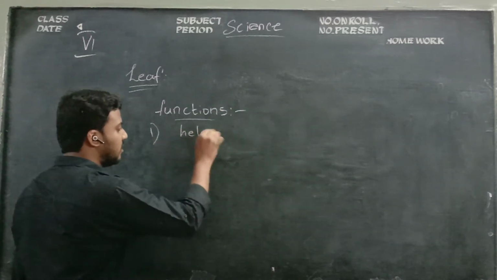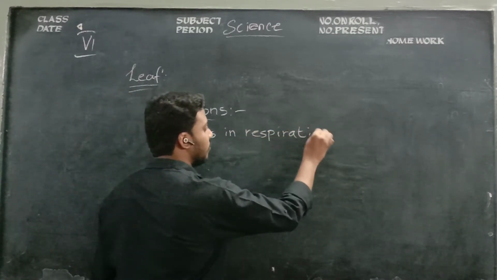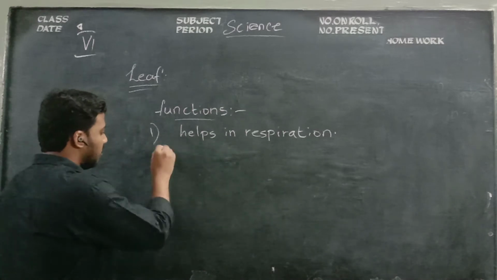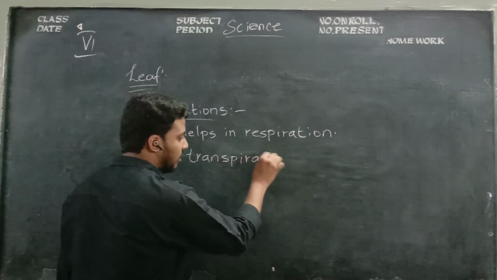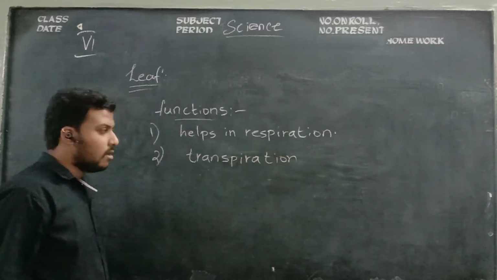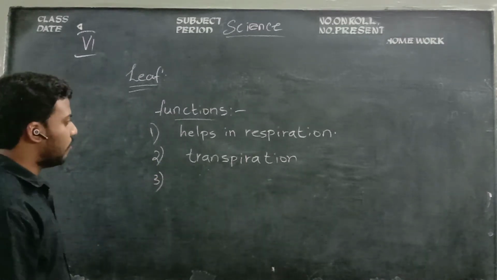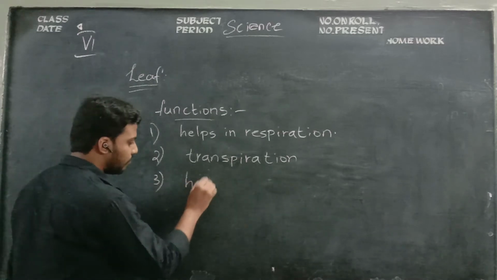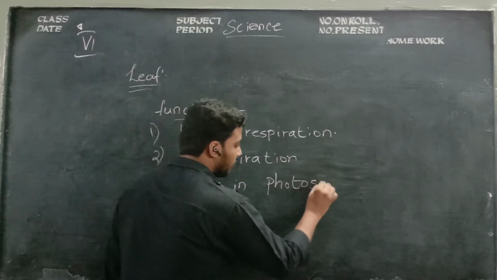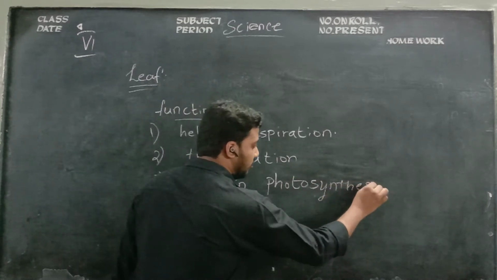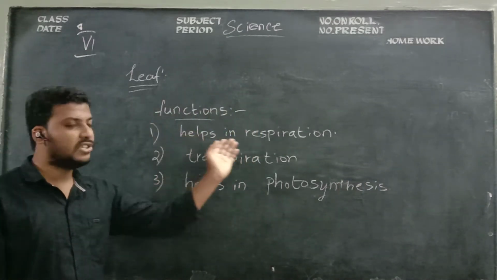Helps in respiration. Next, helps in transpiration. First of all, I am writing all these three functions, children. Next, I will say what these are. Children, these are the three important functions of a leaf. And the first one is that it helps in respiration, children.